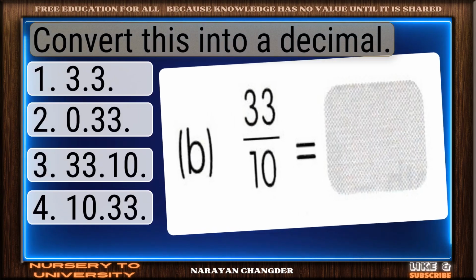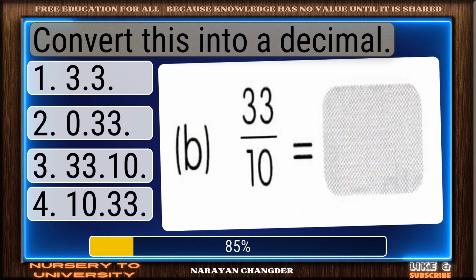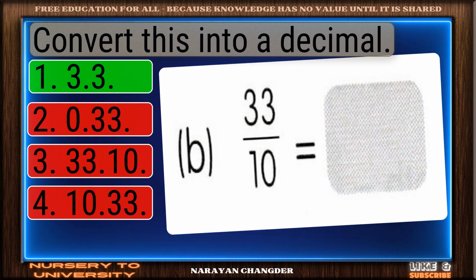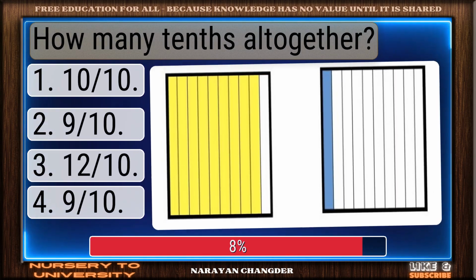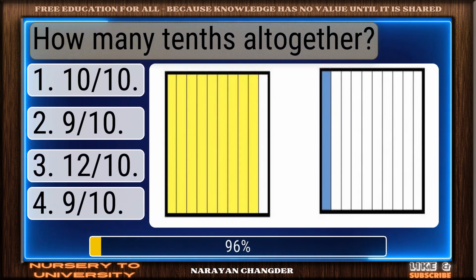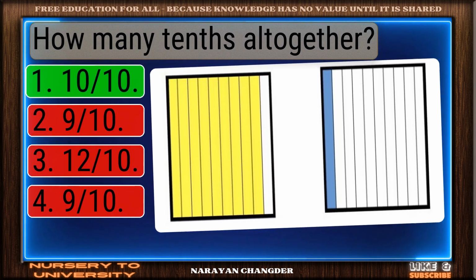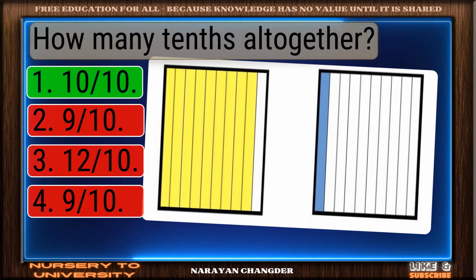Convert this into a decimal. You're right. 3.3 is the correct answer. How many tenths altogether? Good thinking. 33 tenths is the right answer.